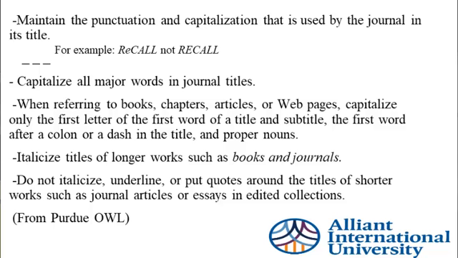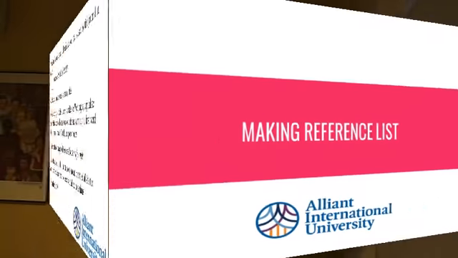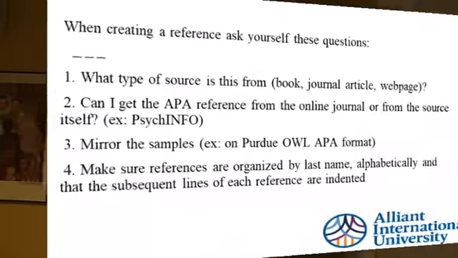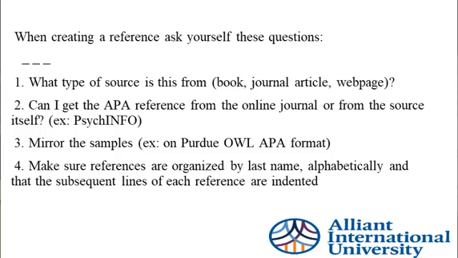All right. So these are some questions to ask yourself when you're making this reference list. What type of source is it? If it is a journal article, web page, or a book, also look at, can I get this reference from an online journal or from the source itself? So let's say if you gathered it from the database PsycInfo, you also want to find possibly what journal it came from and not just the database.